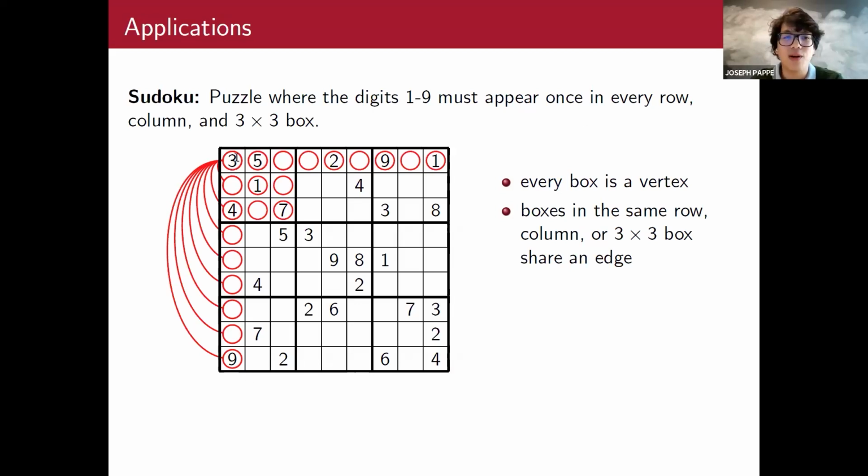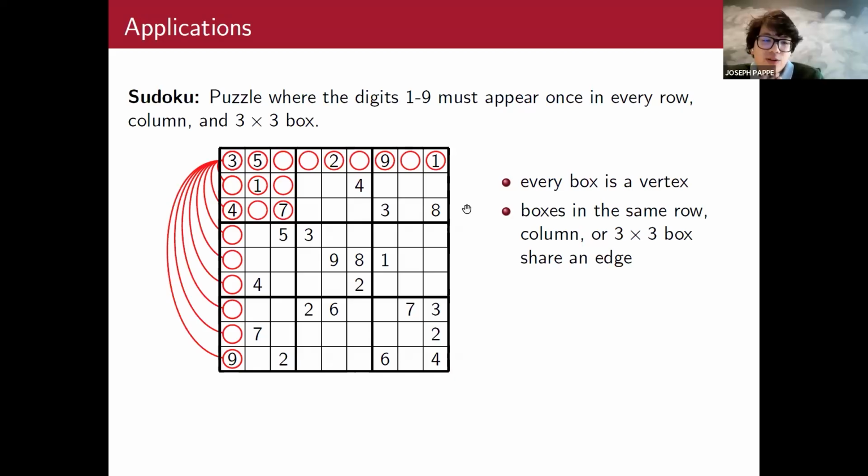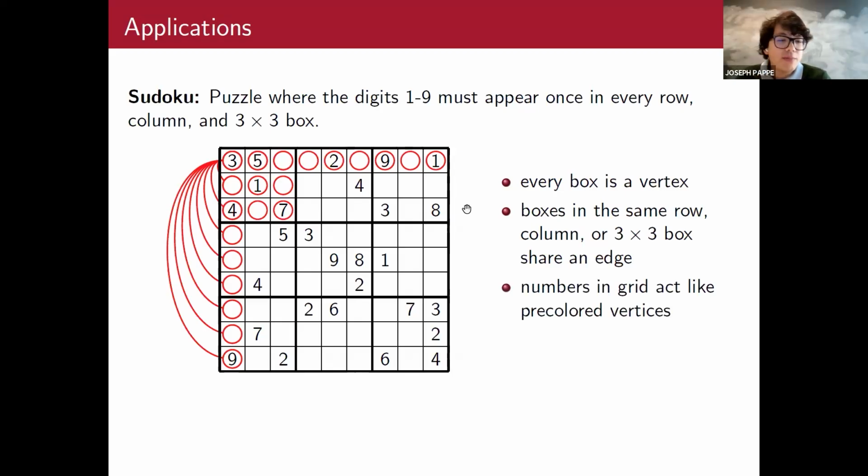But if you can imagine, there's a lot more, right? This vertex would connect to every single vertex in its row, 3 by 3 box, and you would do this for every single other vertex as well. Okay. And so what about these numbers that are already populating our grid? Well, we're going to think about these numbers in our grid as sort of pre-colored vertices, right? I'm thinking about this vertex as already colored by the number 3.